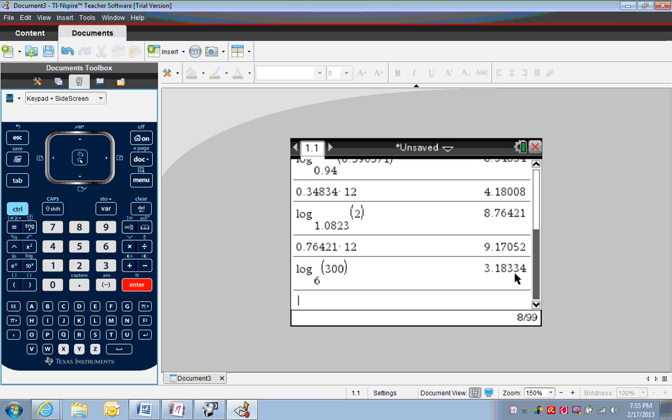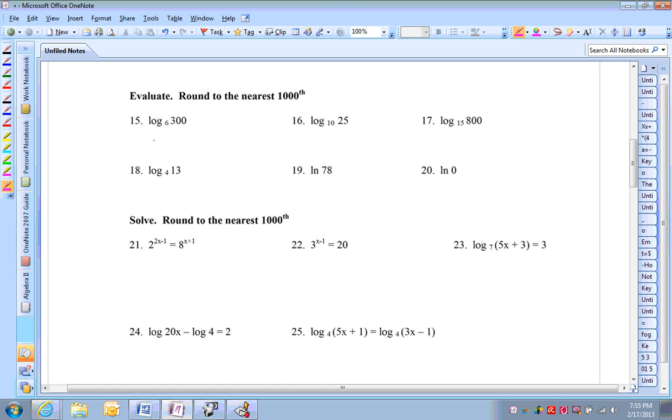So I look at the number right past my thousandths place, which is the fourth number after the decimal point, which is 3. And because it is less than 5, I do not need to round my thousandths place value up. I just keep it as it is. So my final answer for number 15 is 3.183.